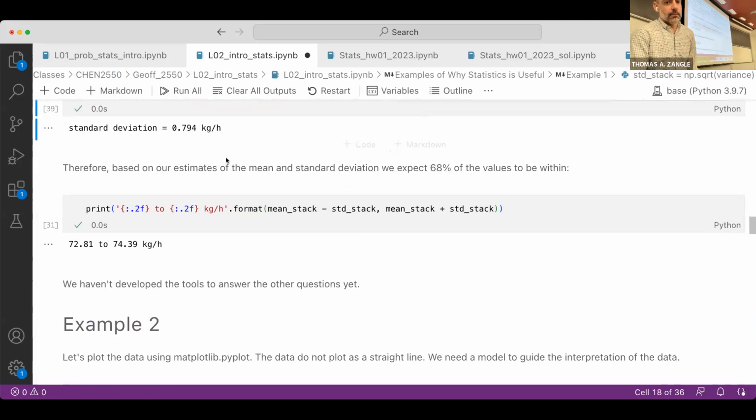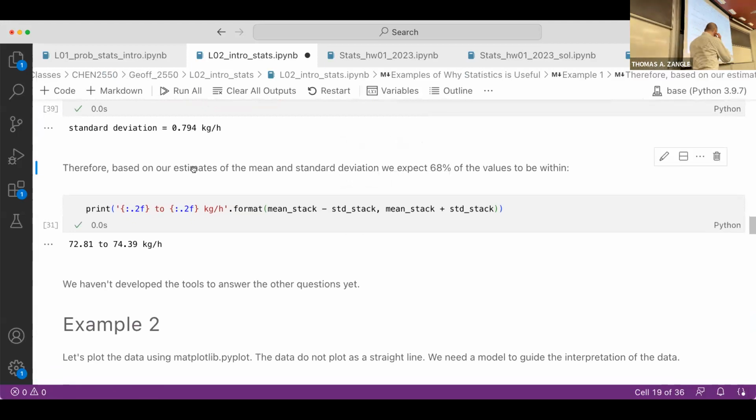Okay. So what we can say so far is that we can't yet say exactly whether or how likely the mean is to be below that 75 kilograms per hour limit. We're not there yet. We're going to need some additional statistical testing in order to be able to make a statement about that. But we can state some expectations about what we expect the range of values to be based on the mean and standard deviation.